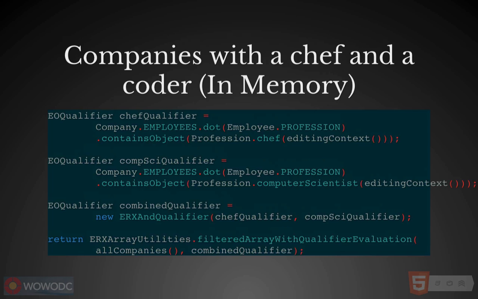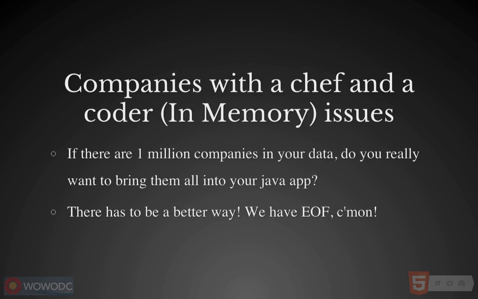Well, the answer is there's nothing wrong with it. It's going to work. But what if you had 1 million companies, 19 million companies? Are you going to fault all of those into memory just to figure this out? Come on. I mean, we're using EOF. This was from the dawn of time. Somebody's had to think of this. Are we totally out of luck? There's got to be a way.